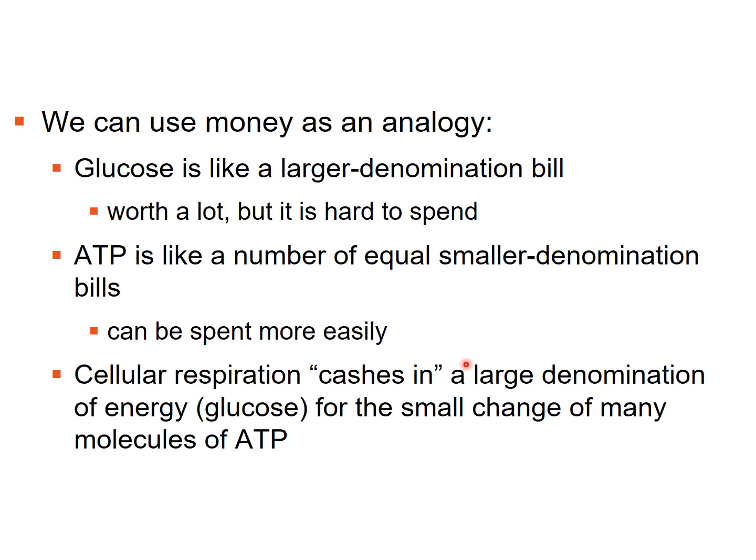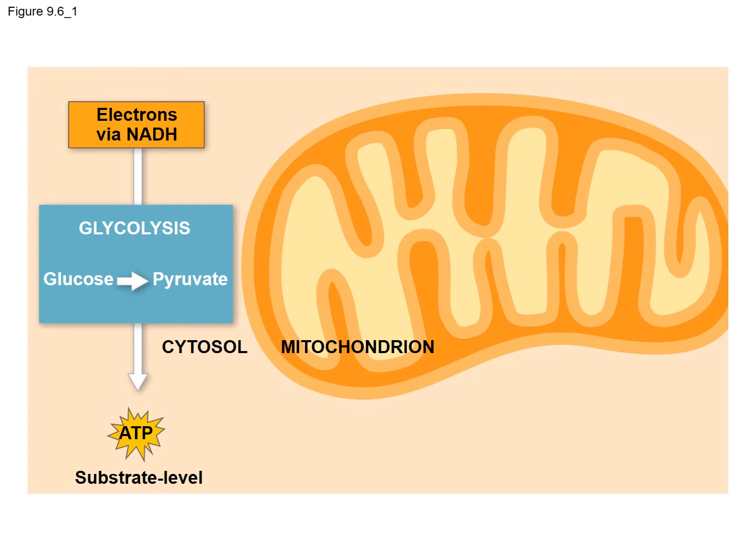Cellular respiration, the whole process, allows the cell to cash in on the large denomination bills, the glucose, right? In order to make smaller denomination bills, the ATP, which can be used more readily. Okay, so with that in mind, we're going to start with glycolysis.